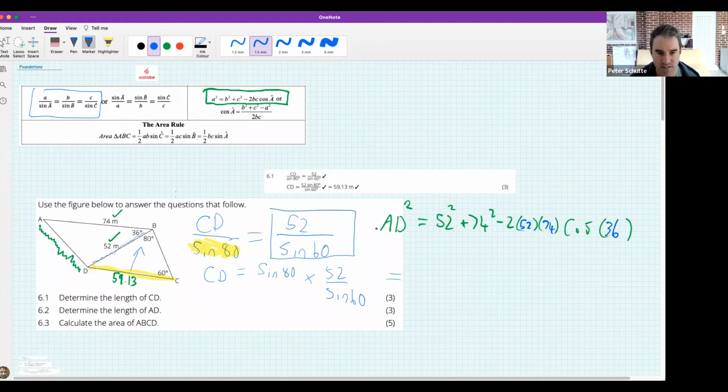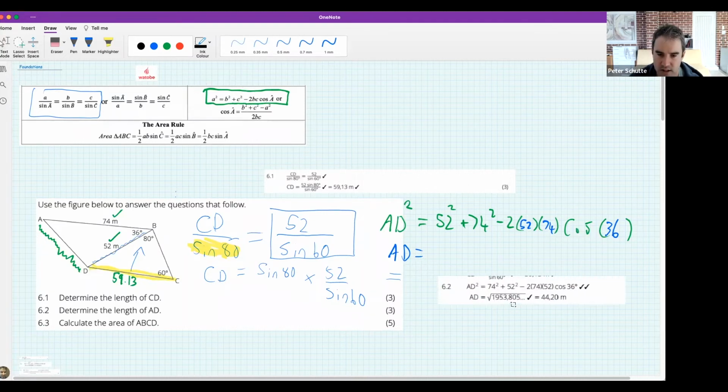But the problem we have is I've written AD squared, and what I really want is AD. So in order to get that, I'm going to have to square root both sides. For students who are feeling comfortable with this, I want you to try and go ahead. For those who aren't comfortable yet, please raise your hand and ask a question. You should be seeing something like that happening.